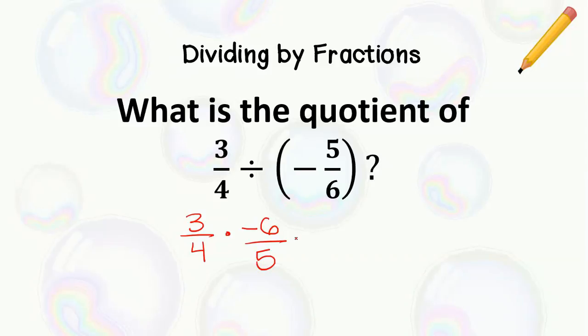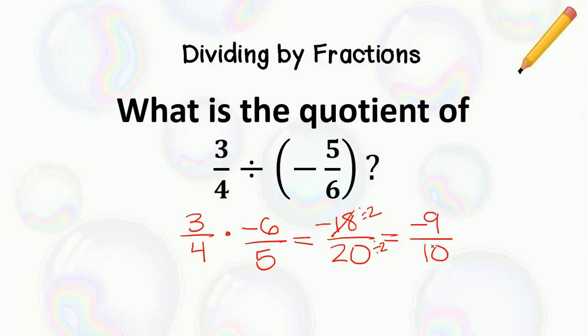So now, let's first go into multiplication mode. So I gotta see, can I go across and cross cancel? I'm not too sure. So you know what, I'm just gonna multiply across. So 3 times negative 6, that's negative 18. And 4 times 5, that's 20. But 18 and 20 are both even numbers, so I gotta be able to take a 2. So 18 divided by 2 and 20 divided by 2, so I'm gonna get negative 9 on top and a positive 10 on the bottom.